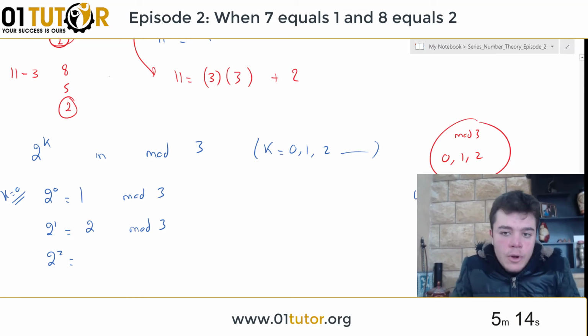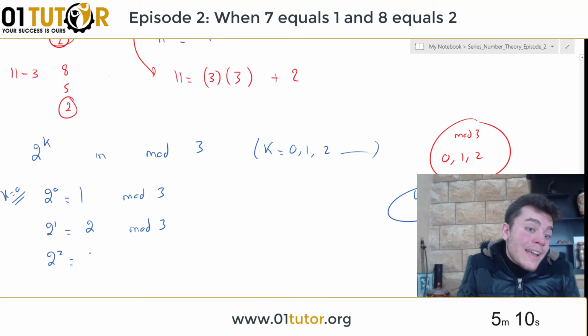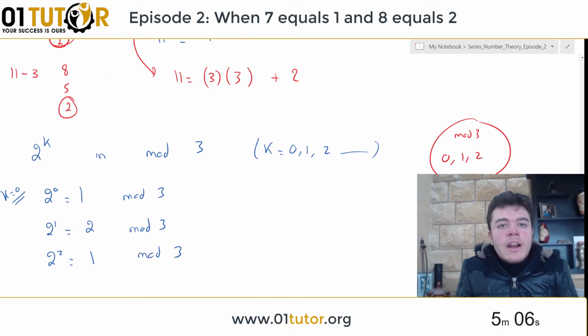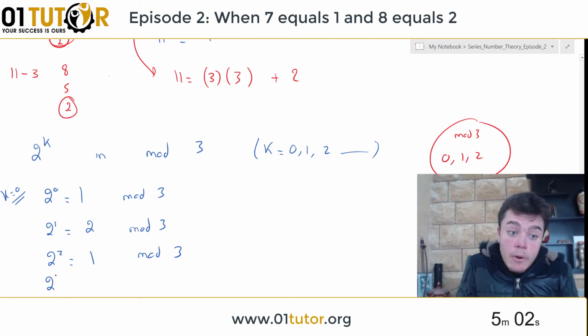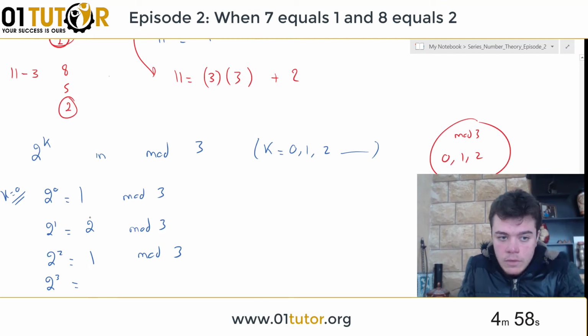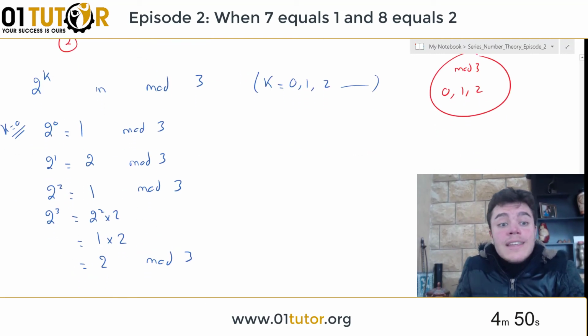So what you're going to do is subtract 3 from 4 to obtain 1. So 2 to the power 2 is 1 mod 3 and not 4 mod 3, because you cannot have 4 in mod 3. The only possible values in mod 3 are 0, 1, and 2. 2 to the power 3, you can write as 2 to the power 2 times 2. 2 to the power 2 is 1, times 2, so it's 2 mod 3. So you start seeing a pattern.